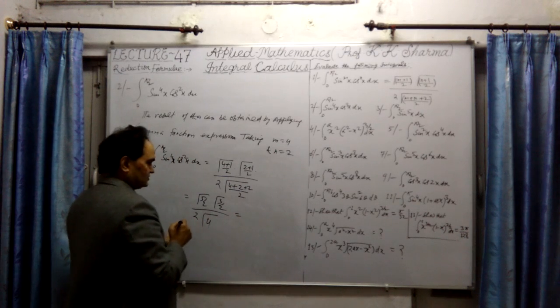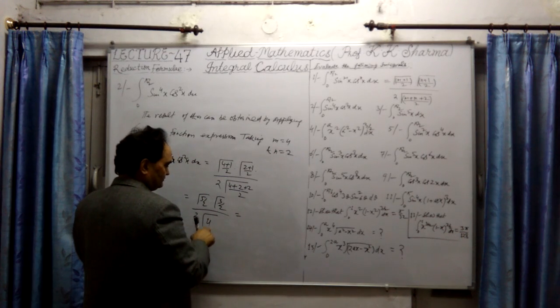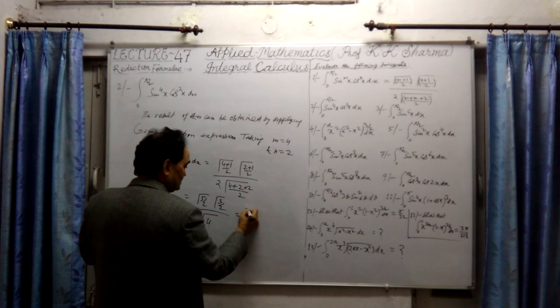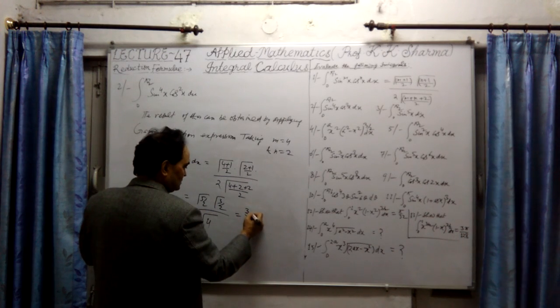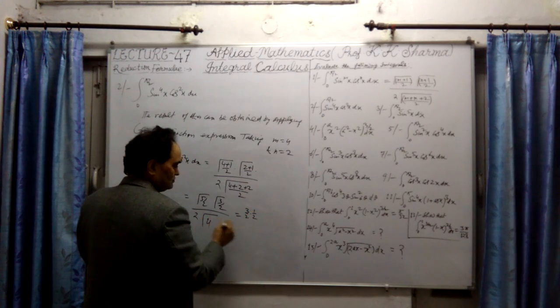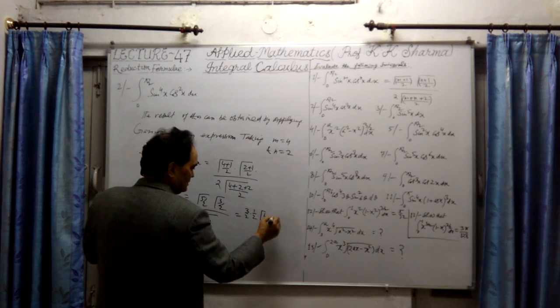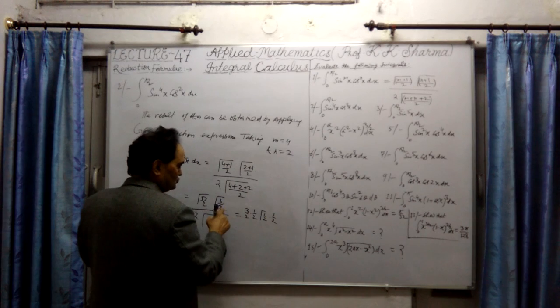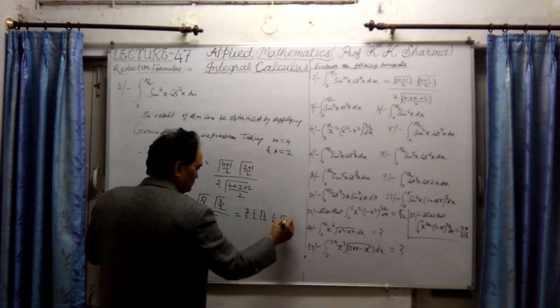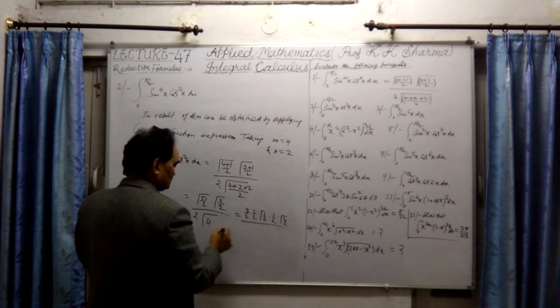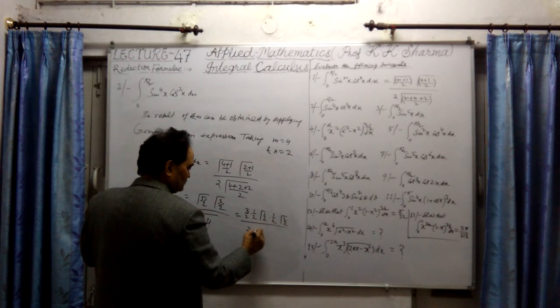Now let me express this. Gamma 4 is factorial 3 in the denominator. Here gamma 5 by 2 is 3 by 2 into 1 by 2 gamma 1 upon 2, and gamma 3 by 2 is 1 upon 2 gamma 1 upon 2, divided by twice into factorial 3.